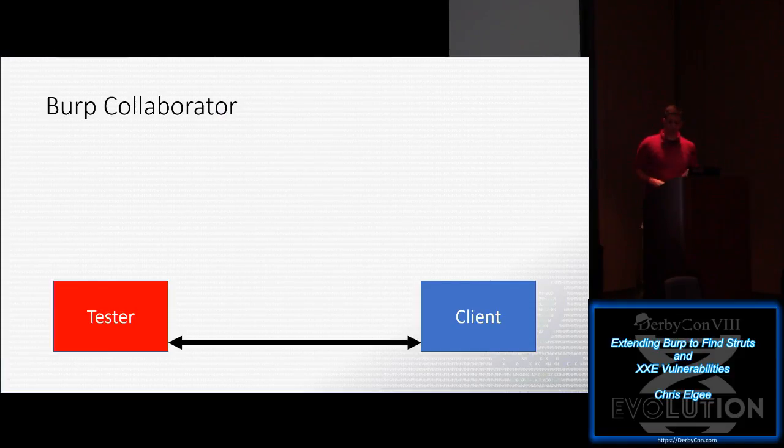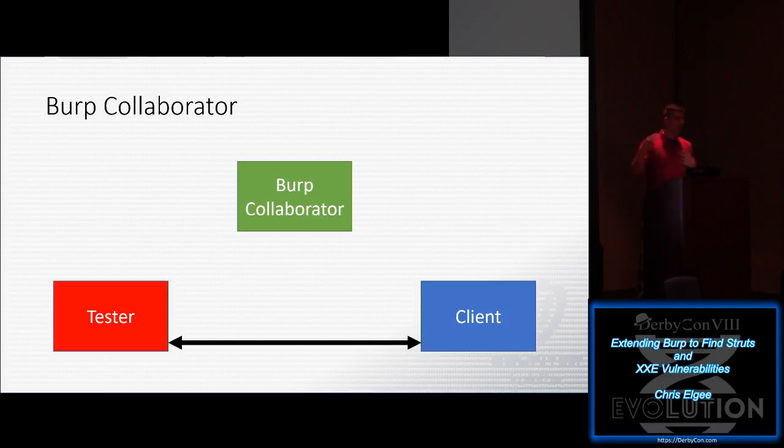So normally when you're testing, the packets are going back and forth between you and the server, and that's awesome. Or your client's server. It says client, I probably should put client server. Anyway, now sometimes it's useful to have a third party in here, and that's where Burp Collaborator pops in. This is a service that's available to anybody using Burp Pro.